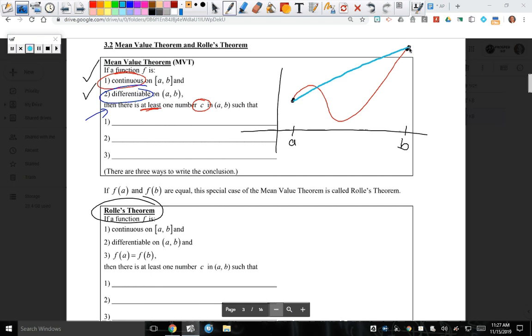This is a secant slope. This is y2 minus y1 over x2 minus x1, the slope between 2 points. You with me? So, there's one right here, and there's one right here, where the slopes of these lines are parallel to the slope of the endpoints.